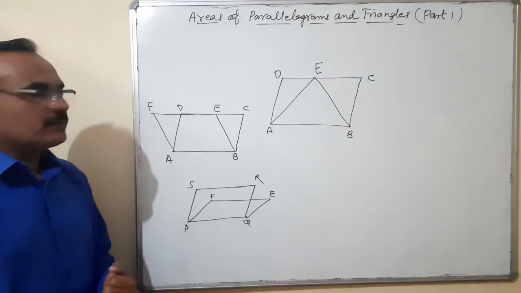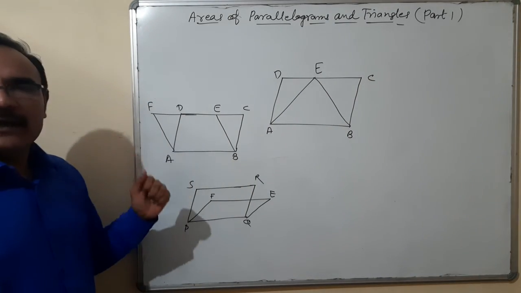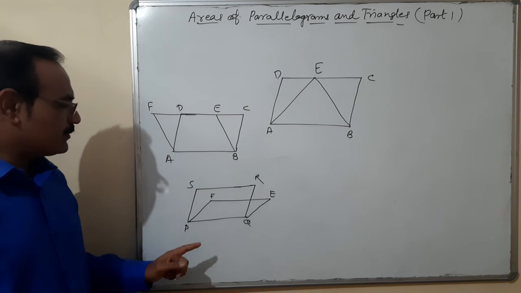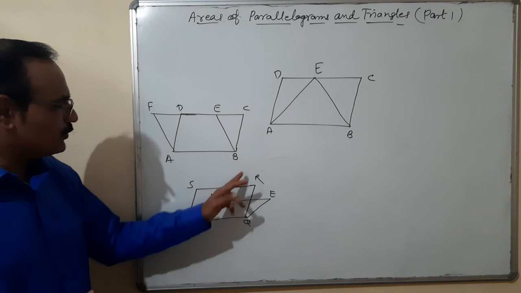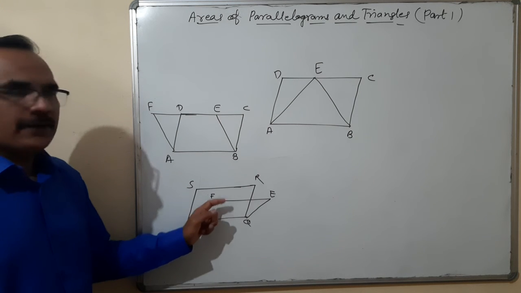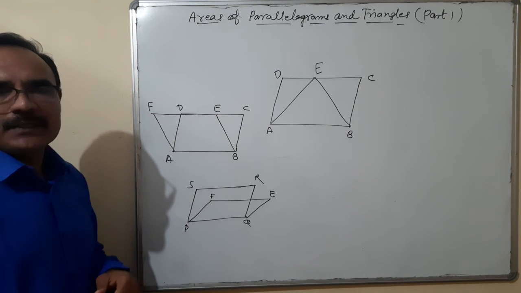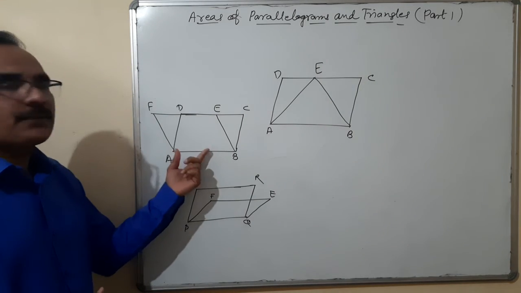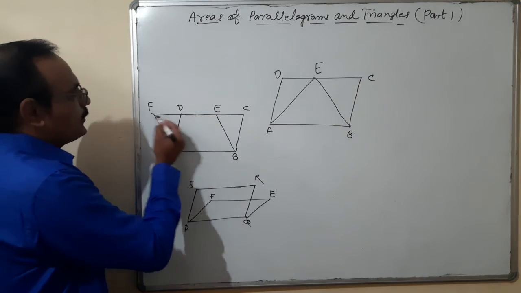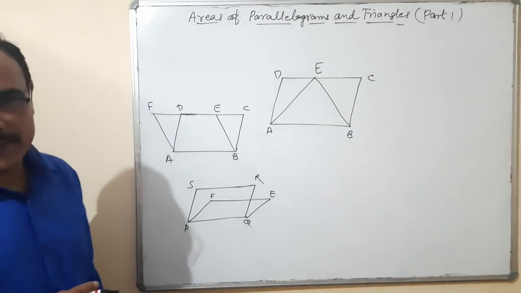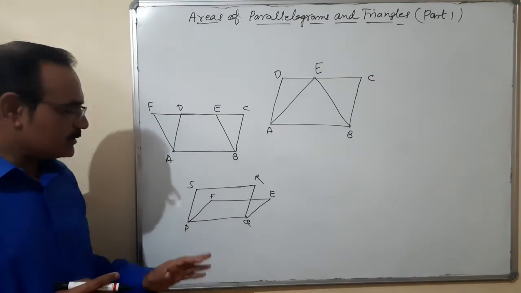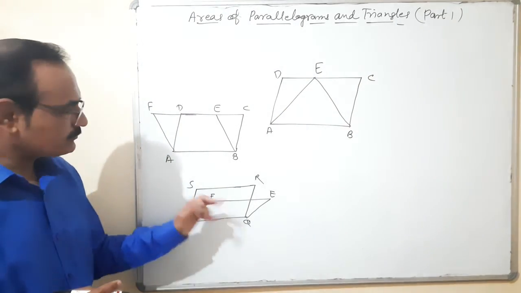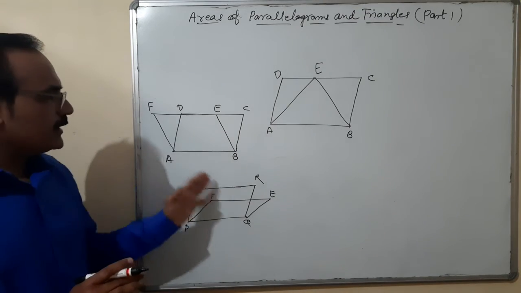Coming to the second one, there are two parallelograms, ABCD and ABEF. Here also the same thing. There are two parallelograms PQRS and PQEF. What is the difference between these two figures? Here there are two parallelograms on the same base and between the same parallels. In the other, there are two parallelograms on the same base but not on the same parallels. So these are three different types of diagram.